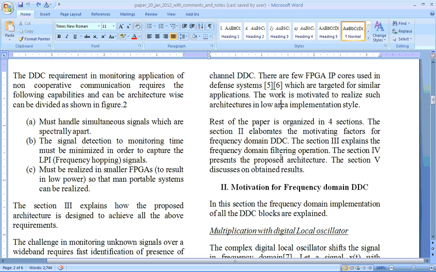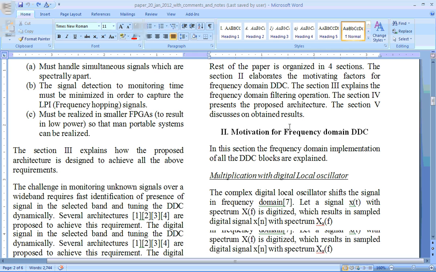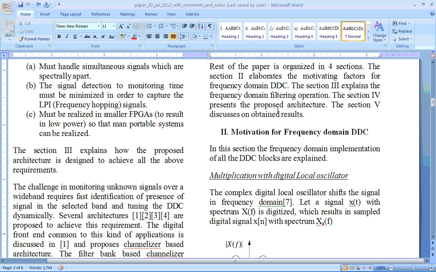The rest of the paper is organized into sections. Section 2 elaborates some motivating factors for frequency domain DDC. Section 3 explains the frequency domain filtering operation. Section 4 presents the proposed scheme. Section 5 is for results and so on.